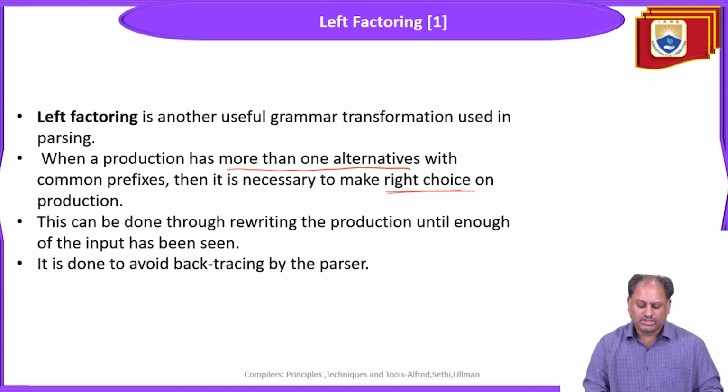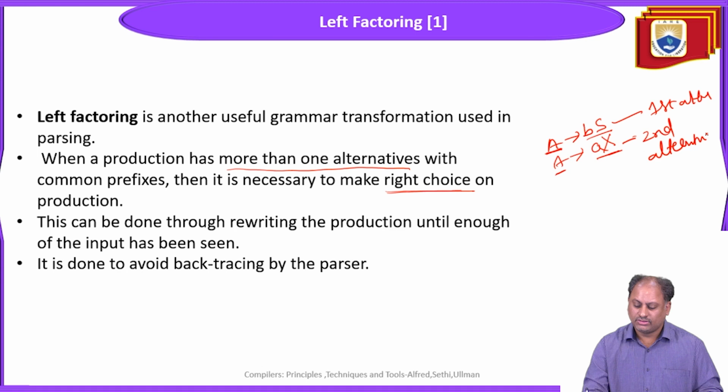So in this case, which of the productions is to be considered? Say for example, A derives b S, and A derives a X. The non-terminal A derives b S, and A derives X S. So we can get the results by applying the first alternative. This is the second alternative. That means two choices for building the parse tree.